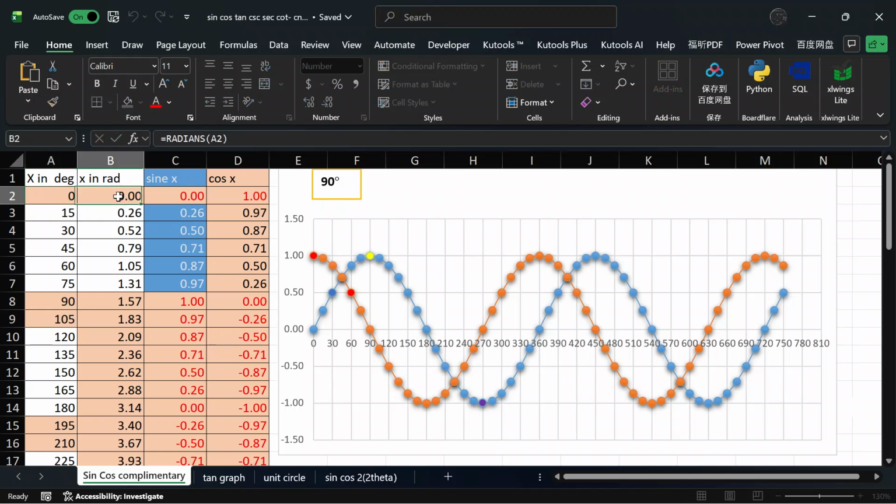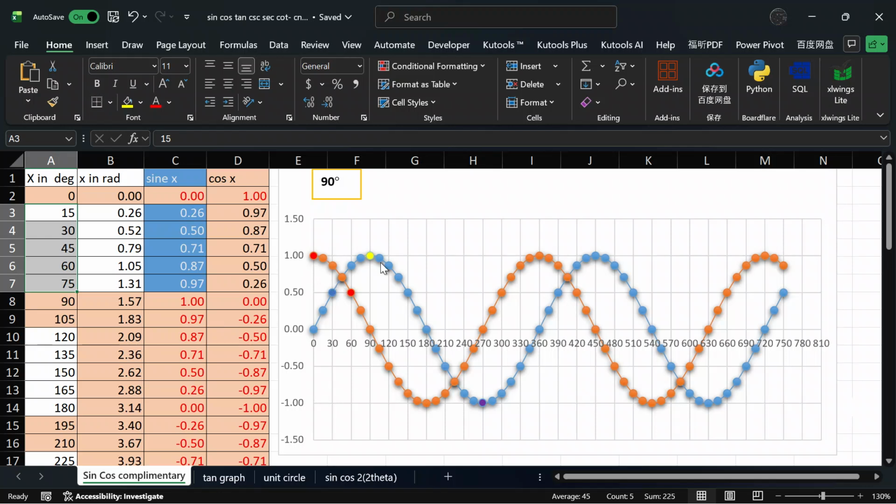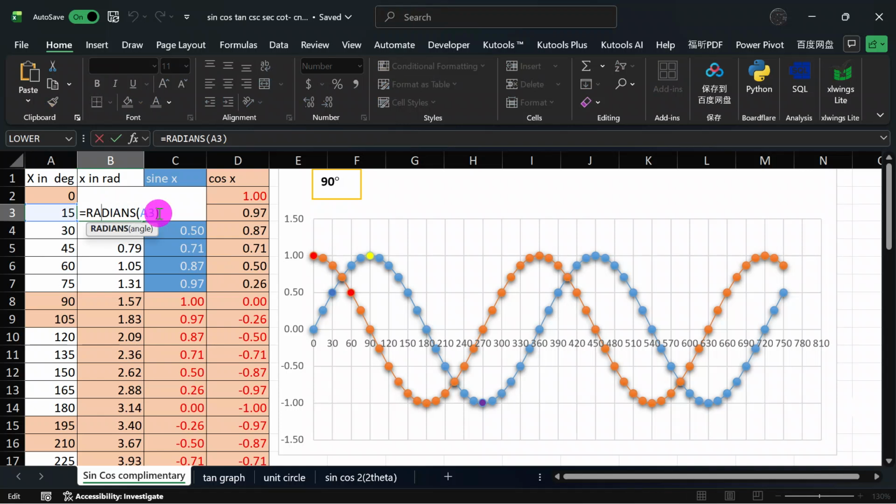You have a degree, and then you just control the interval. If you don't want so many points, a sparsely populated set of points, you can increase the interval. If you want more points, you can decrease the interval. And then the critical part is just to turn the degree into radians, because everything is associated with it.